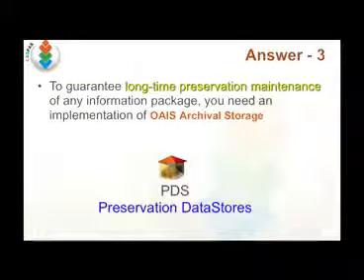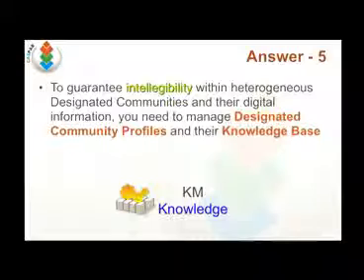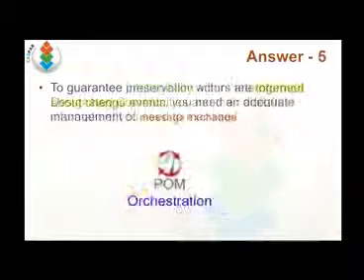To guarantee a long-time preservation maintenance of any information package, you need an implementation of OAIS archival storage, and the CASPAR preservation data store is the solution. To guarantee retrieval of archival information, you need an OAIS finding aids, and the finding manager is the solution. To guarantee the intelligibility within heterogeneous designated community and their digital information, you need to manage designated community profiles and their knowledge base. Knowledge management system is our solution.